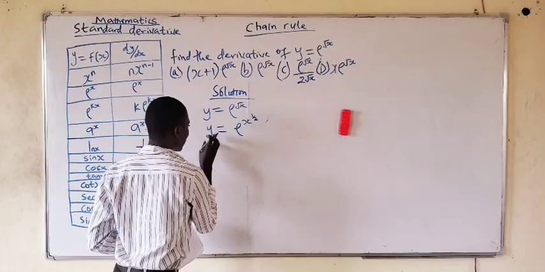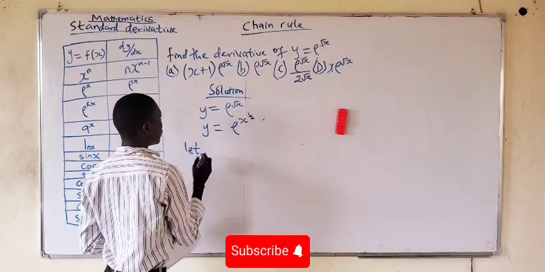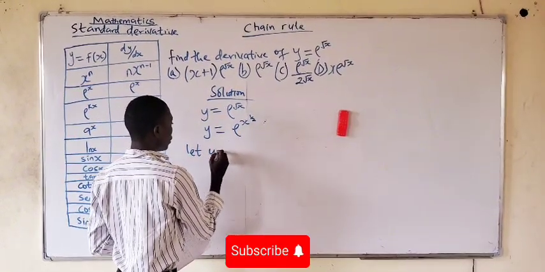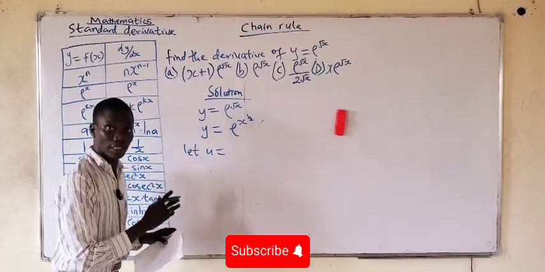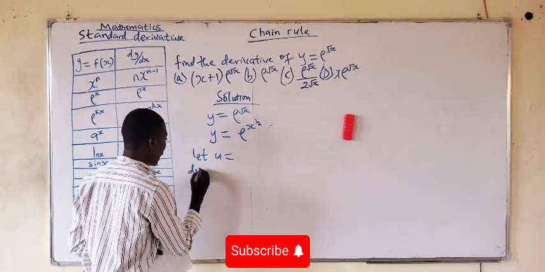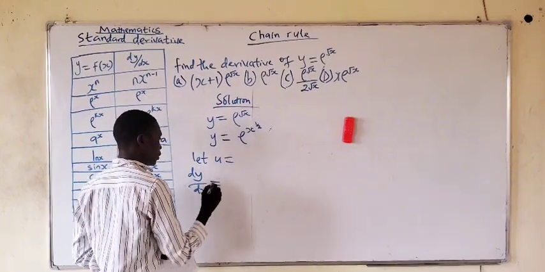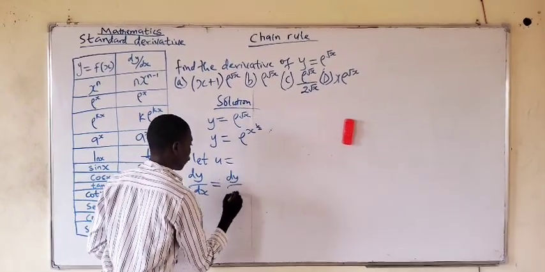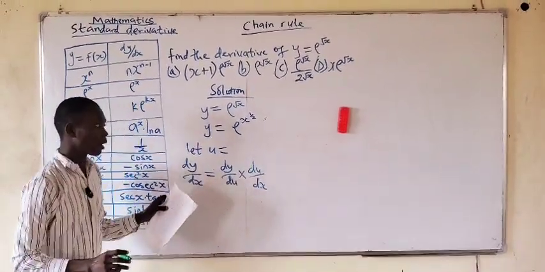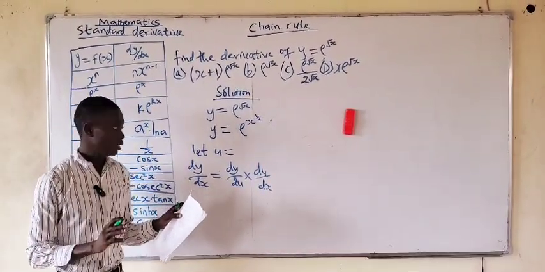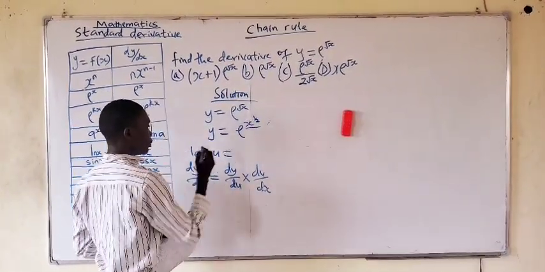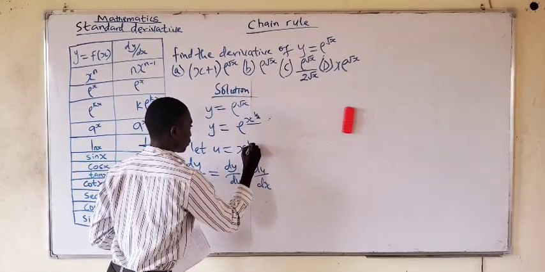Let u equal to... sorry, before we write this, let me write out the chain rule formula. The formula used here is dy over dx equals dy over du times du over dx. This is the kind of formula we use in chain rule. All right, so let u equal what? Everything here. So we say let u equal x raised to the power of 1 over 2.